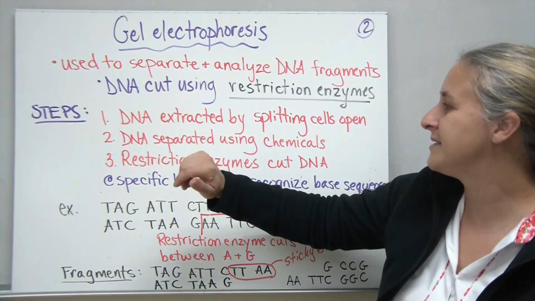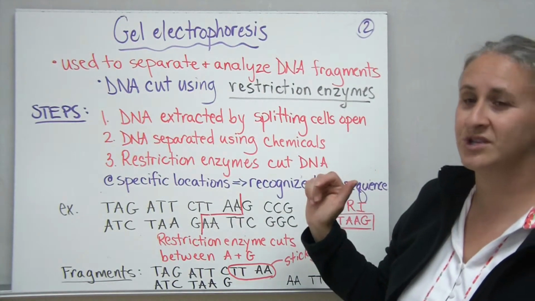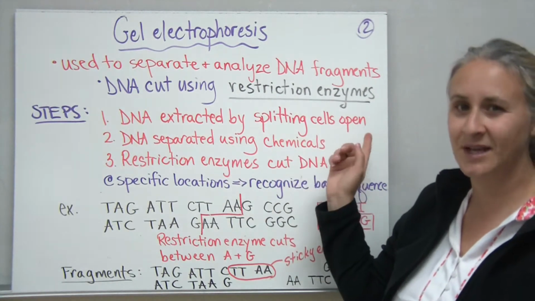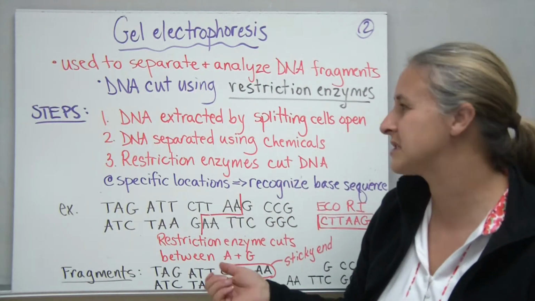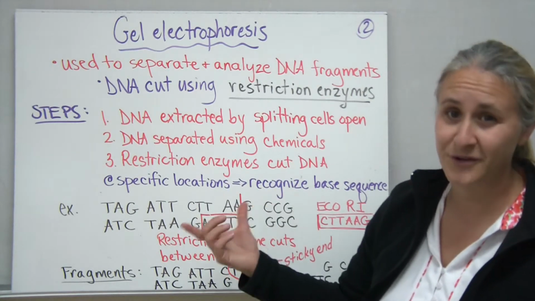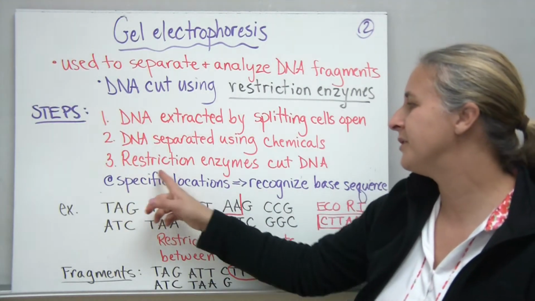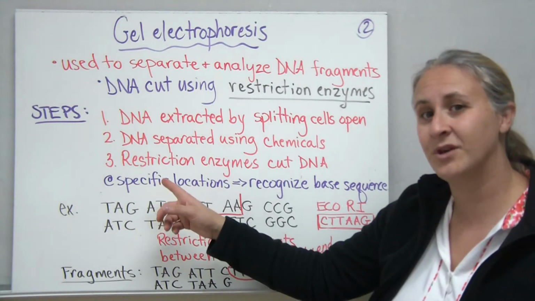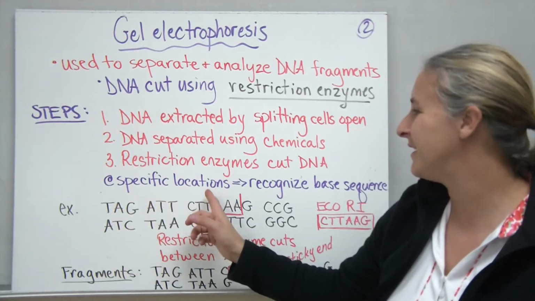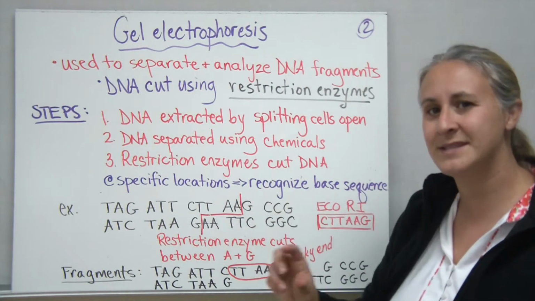So the first thing that happens is we have several steps. We need to cut our DNA using something called restriction enzymes. So we have to extract the DNA by splitting the cells open. There are certain chemicals we can use in order to split those cells open. The second thing that happens is the DNA is separated using other types of chemicals. So we separate the DNA from the other cell parts. The third thing we do is we use these special enzymes called restriction enzymes to cut the DNA. And the idea is it cuts it at specific locations. And the way it does that is by recognizing specific base sequences.